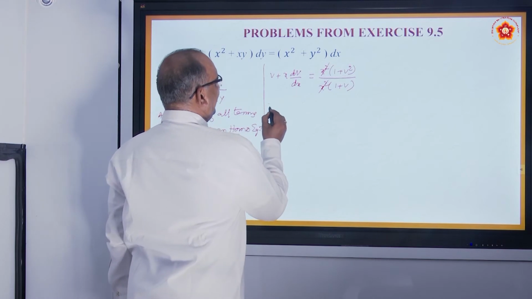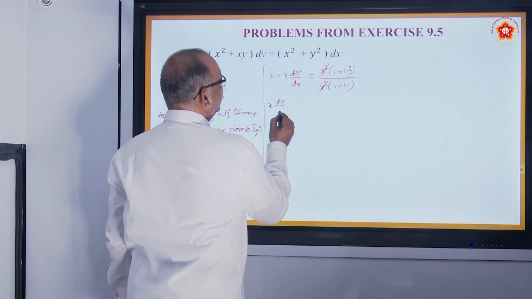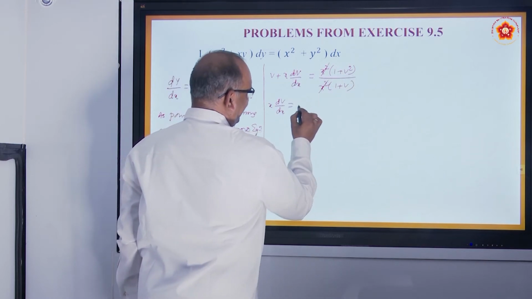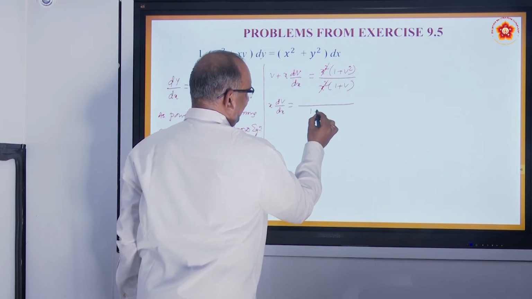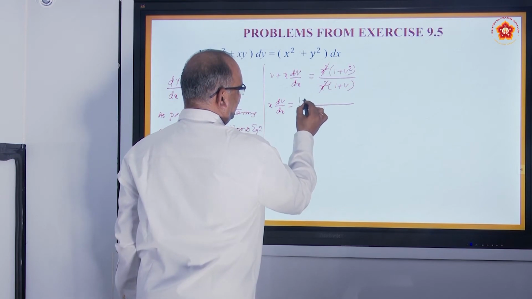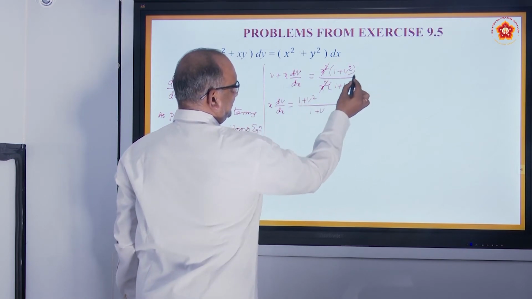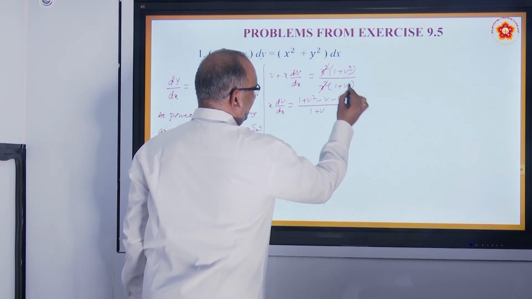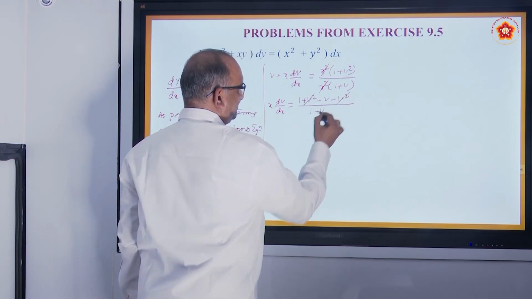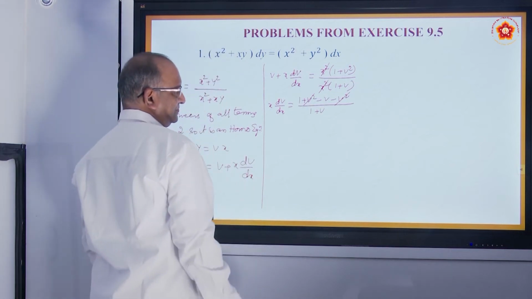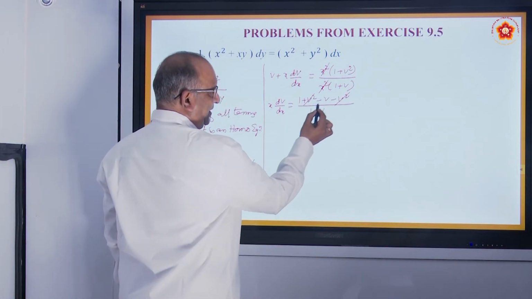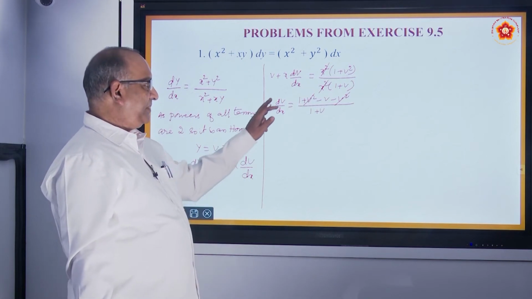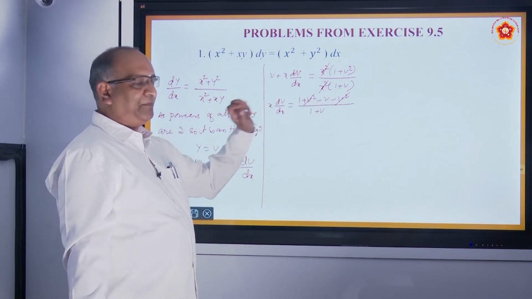As a result, you will get x dv by dx equal to, just think v is minus and take the LCM and then simplify. So this is 1 plus v square, and when this minus v comes, it will become minus v square. Plus v square minus v square will get cancelled, and you are left with 1 minus v upon 1 plus v. x dv by dx equal to 1 minus v upon 1 plus v.